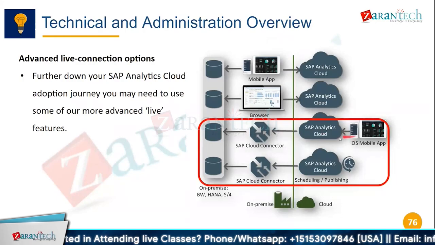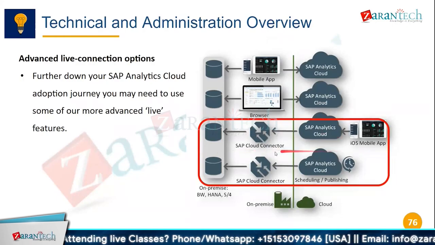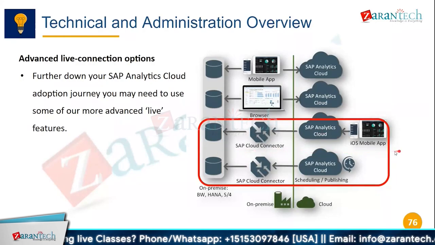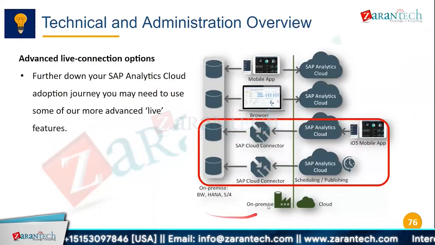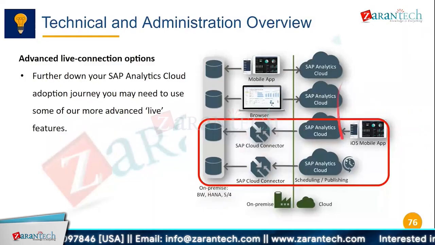So basically, in case you want to directly configure the iOS mobile app, he can also configure. This iOS mobile app in turn will be redirecting to SAC, which will redirect to the database and fetch the data and show it. So this is the on-premise landscape, and this is the cloud landscape.